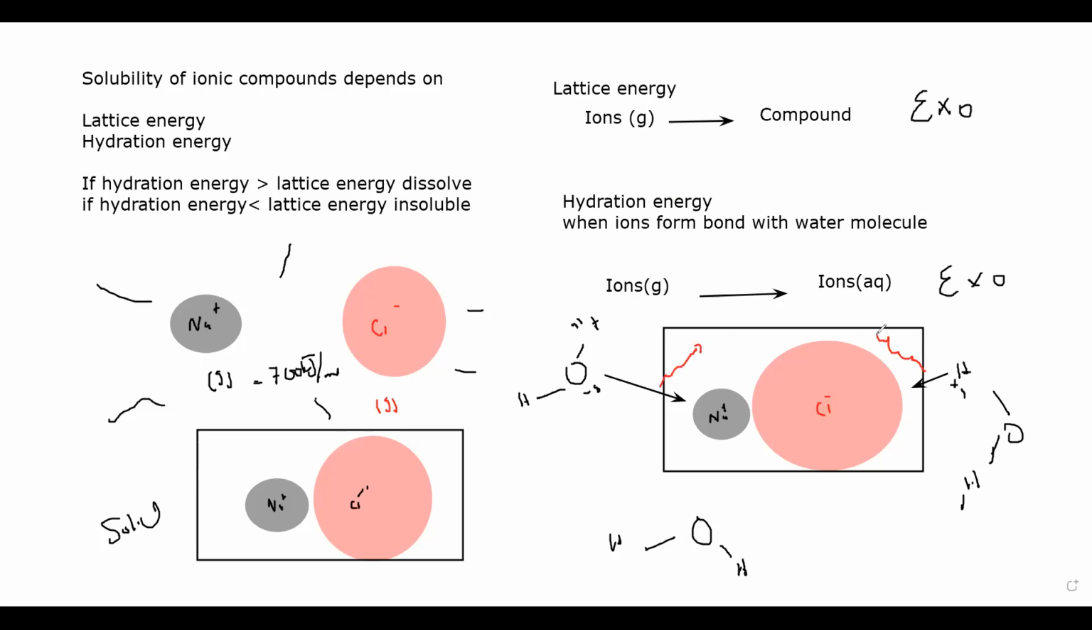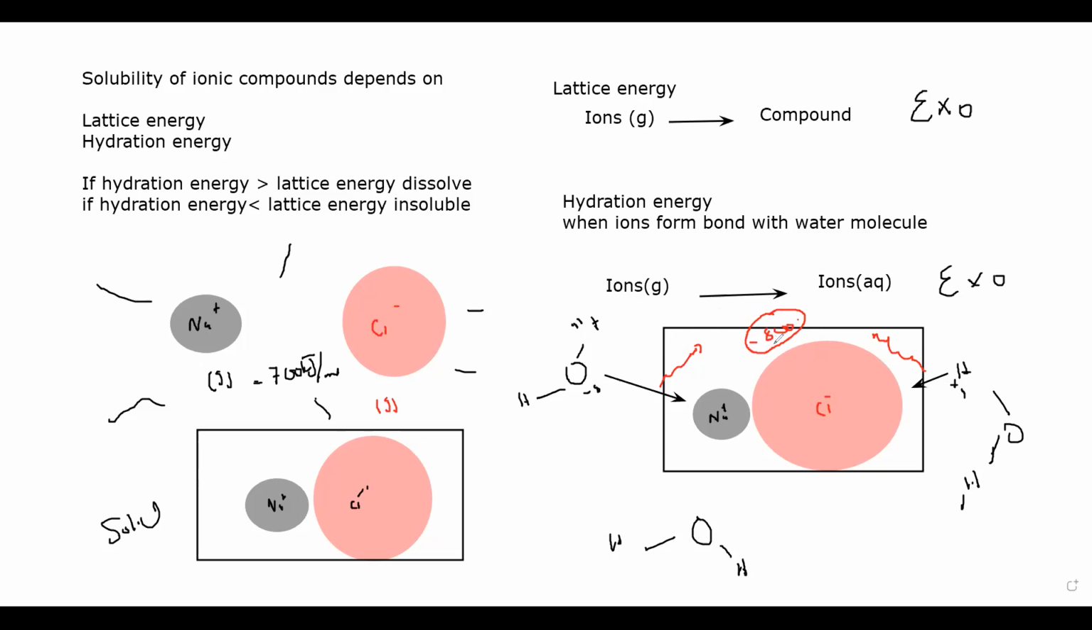So the total energy which they release is equal to, for example, minus 800. Why negative sign? Because it is exothermic. So what happened when water molecules try to form a bond with these ions? The bond forming is exothermic, so it releases energy. And that energy which is released is known as the hydration energy.